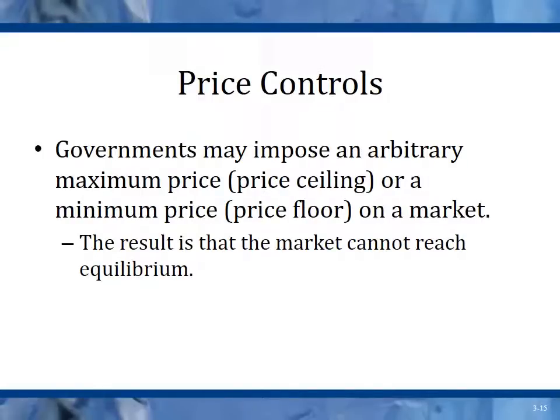Price controls. The government may impose an arbitrary maximum price or a minimum price on a market. The result is that the market cannot reach equilibrium. This is something we'll talk about a little later in the chapter, but I wanted to establish it now before we got into more supply and demand. So when the government sets a price ceiling, in other words, they say a price cannot go above a certain amount, what happens is a shortage.